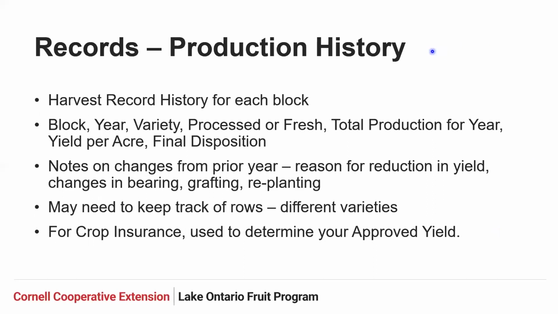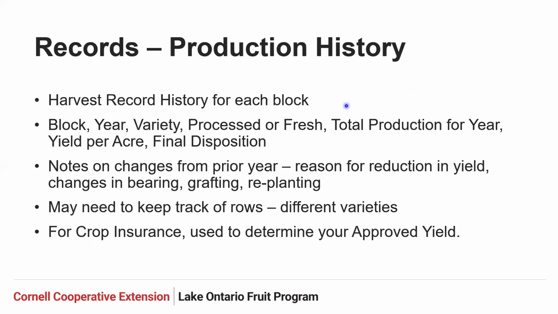Production history records. Production history records are your harvest records for previous years. You need to establish your production history according to the rules that are outlined in order to set your approved yield. You work with these records with your insurance agent to set the approved yield. The history could be recorded on a single page for each block, or a spreadsheet could be created to summarize the production for each year.